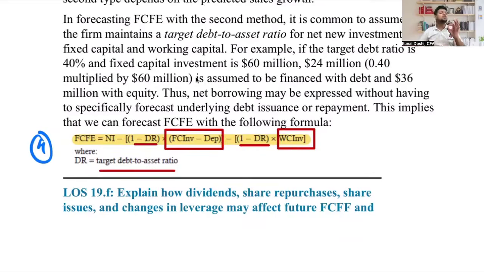Also, if you carefully notice the formula, if there is no debt, then the ratio will become 1. Means entire fixed and working capital will be funded by the equity shareholders if there is no debt. Understood, everyone? Check, check, check.